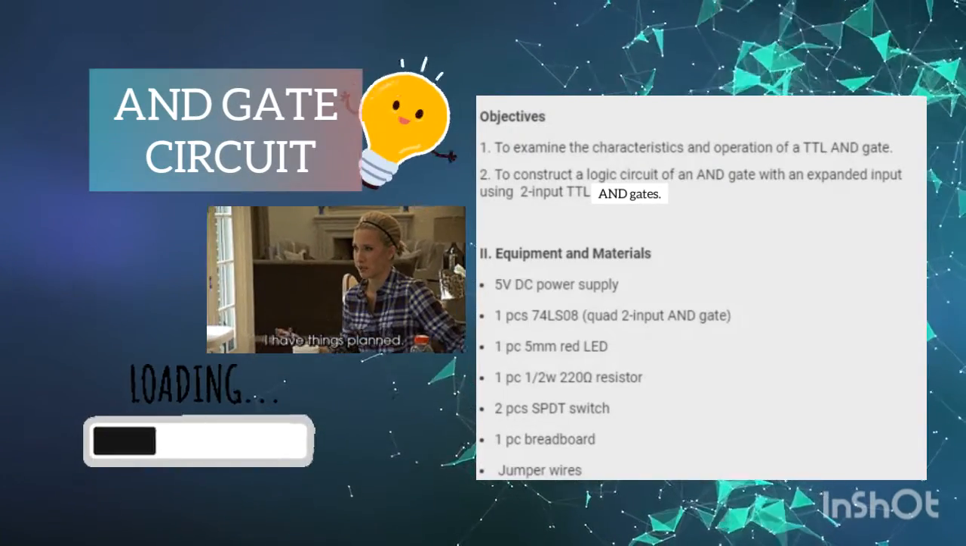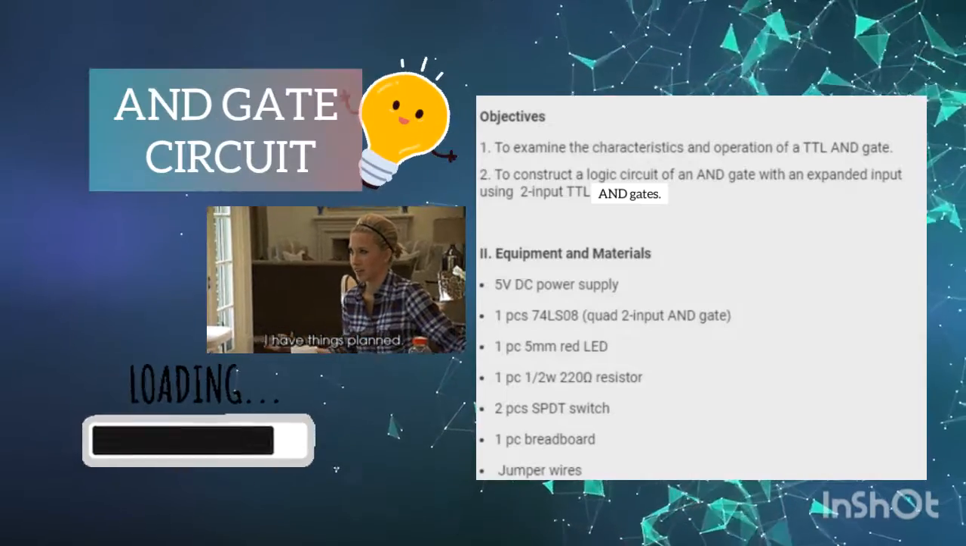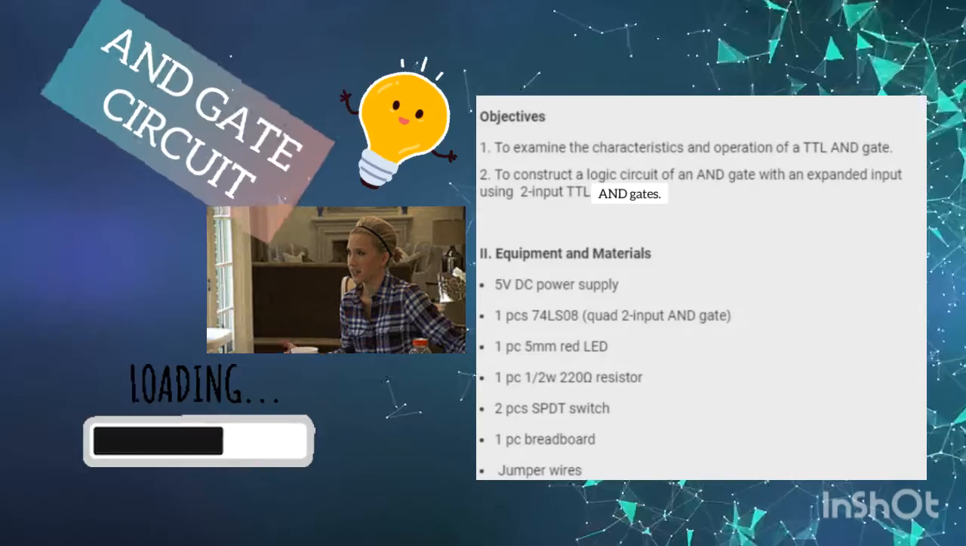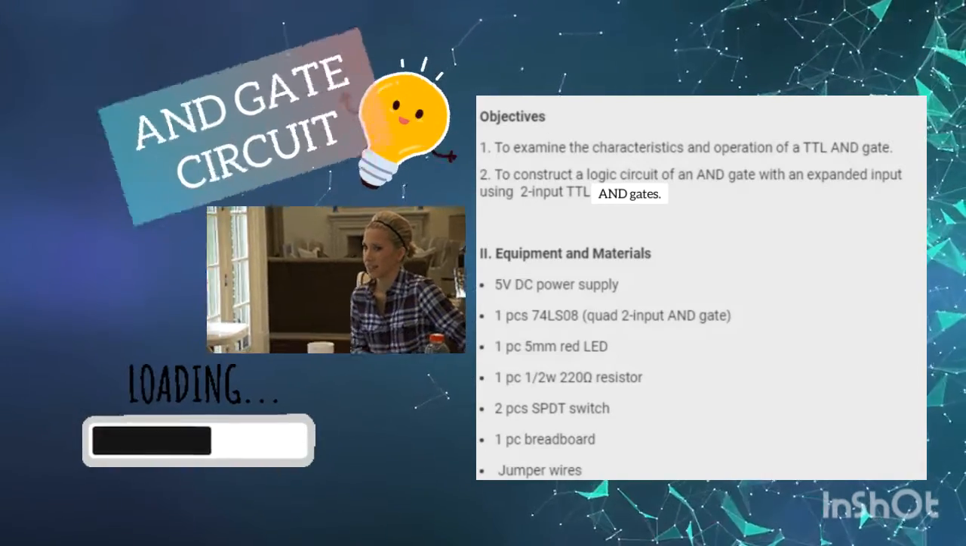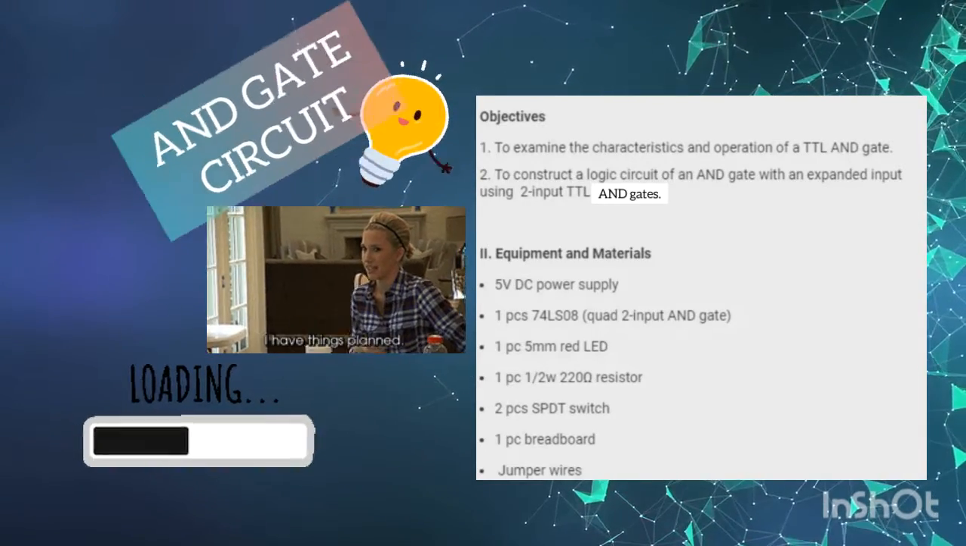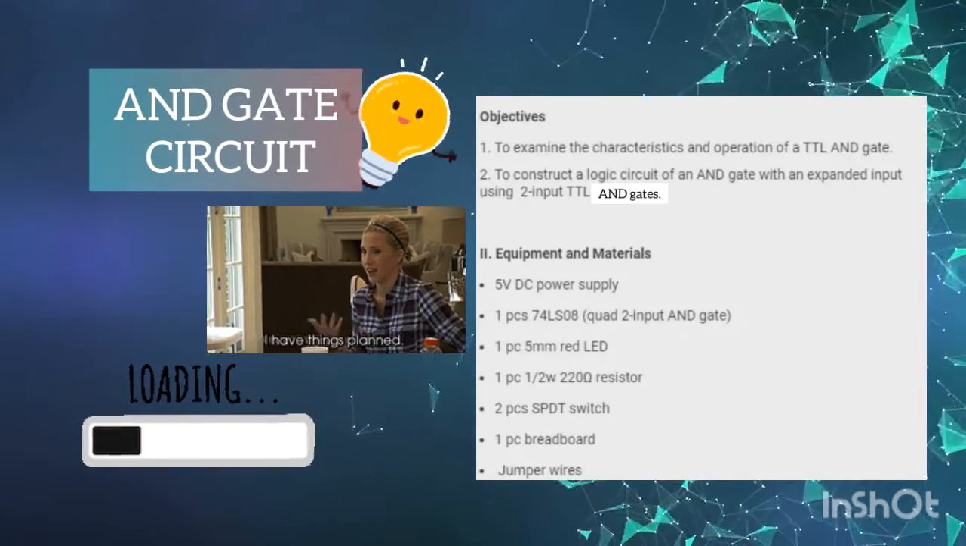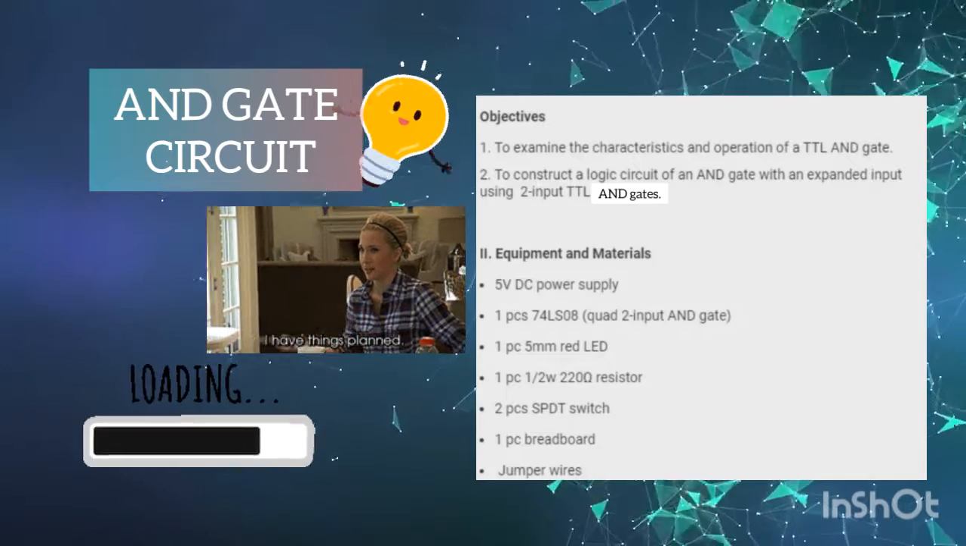And here are the objectives for this experimental video. The first one is to examine the characteristics and operation of a TTL AND gate. The second one is to construct a logic circuit of an AND gate with an expanded input using 2-input TTL AND gates. And here is the list of the equipment and materials that we're gonna need.